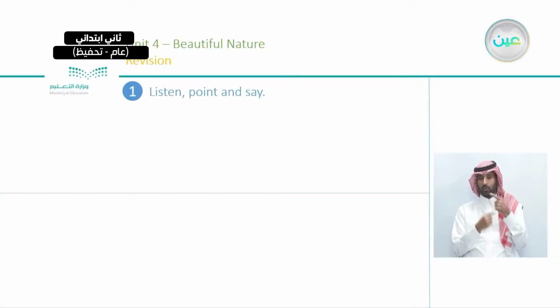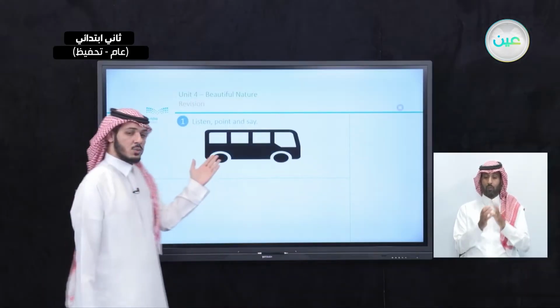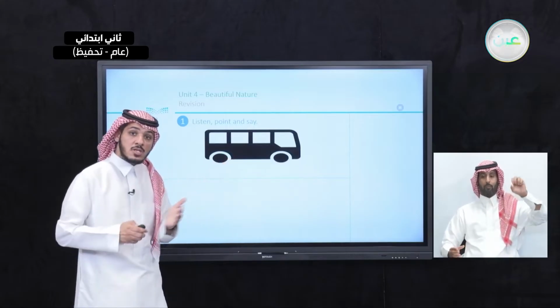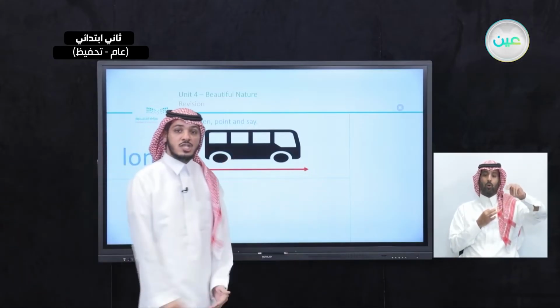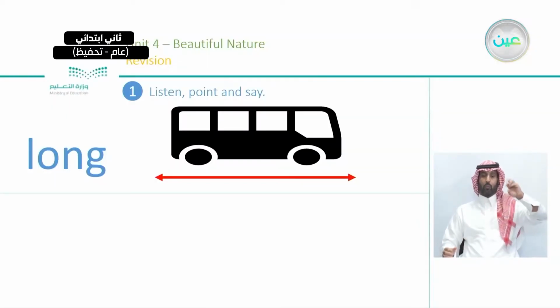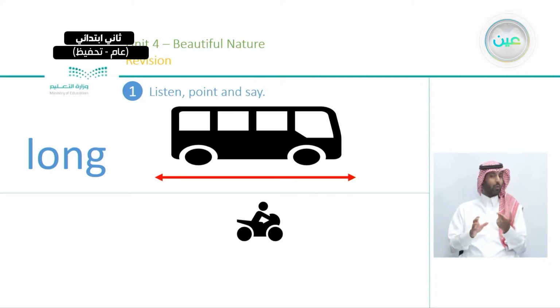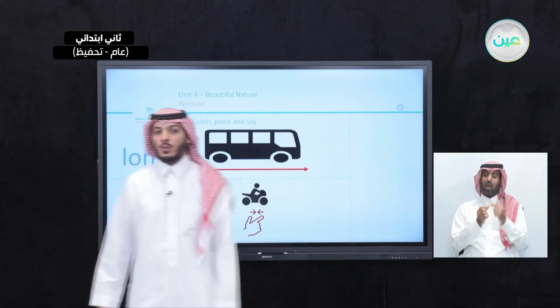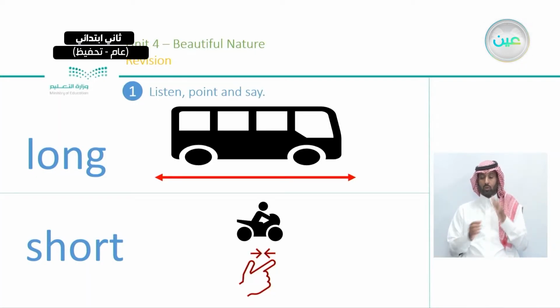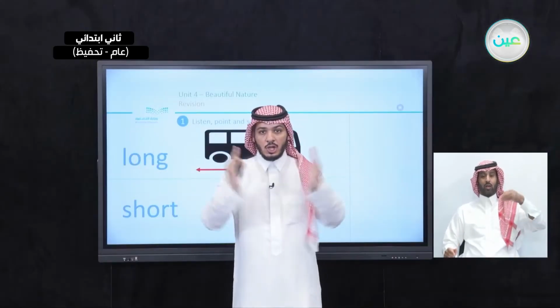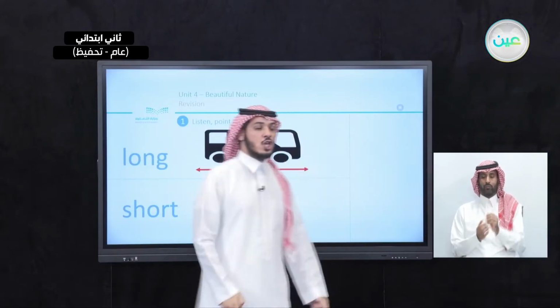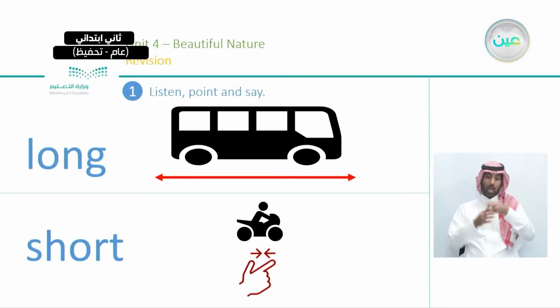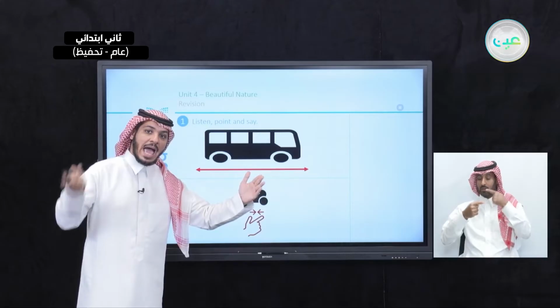Number one, listen, point, and say. What is this? This is a bus. And the bus is what? Long. Excellent. Long bus. Now we have a motorcycle here, and the motorcycle is what? Short. Excellent. So we have long and short. We have two opposite adjectives here. Long, and the opposite is what?